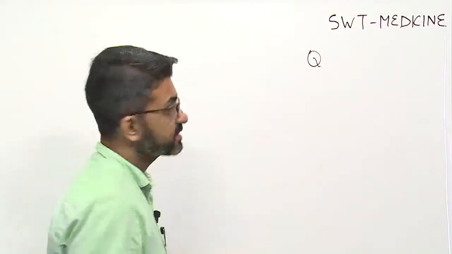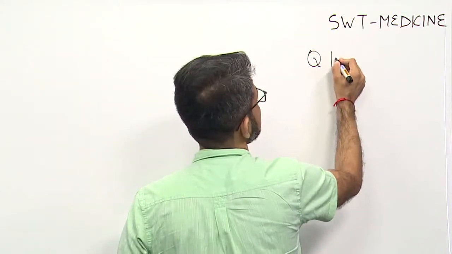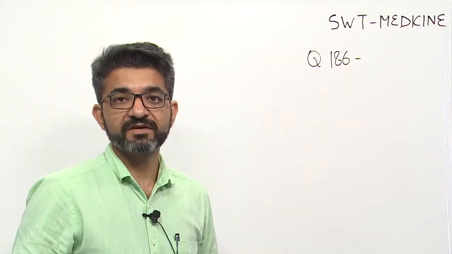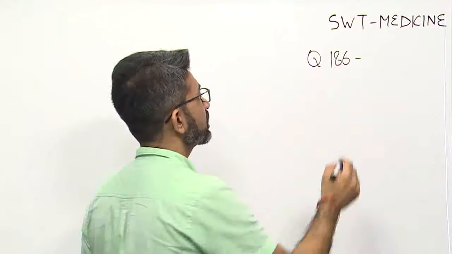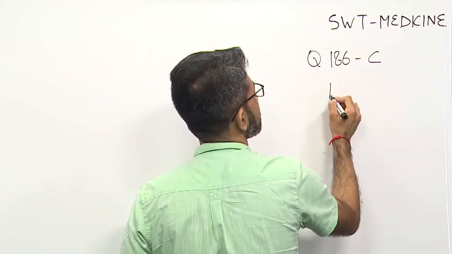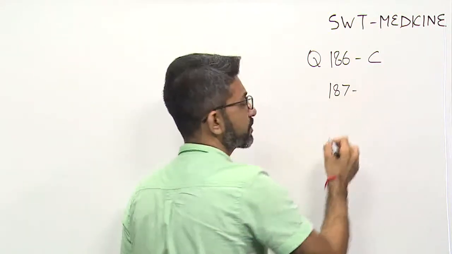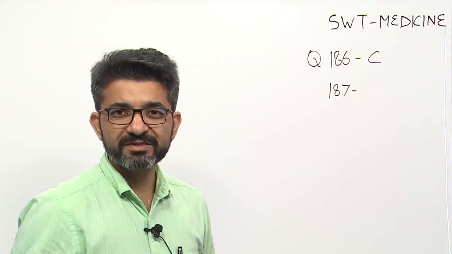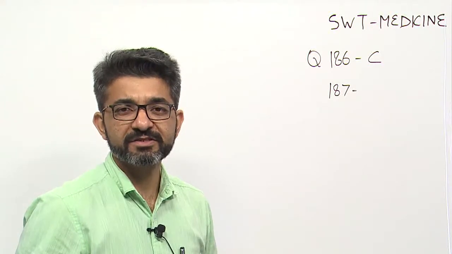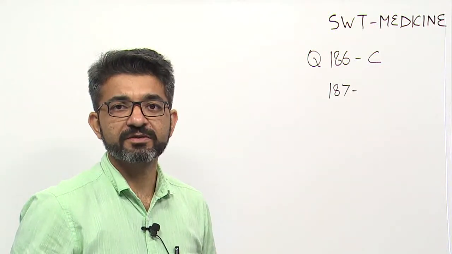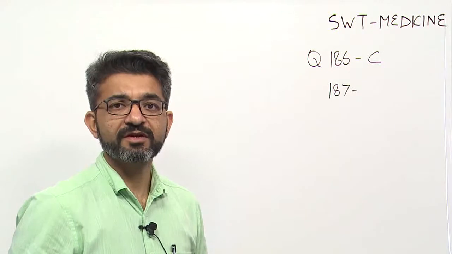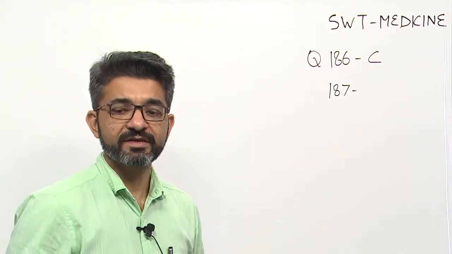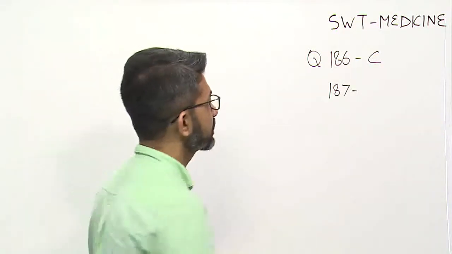Question number 186. Which of the following are used for treatment of congestive heart failure? It is coenzyme Q. Answer is C. 187. What's the first line treatment for acute pulmonary edema? It is not IV Lasix or IV diuretic or morphine. It is sublingual nitrates, which are primarily venodilators, followed by IV diuretics. So answer is A.